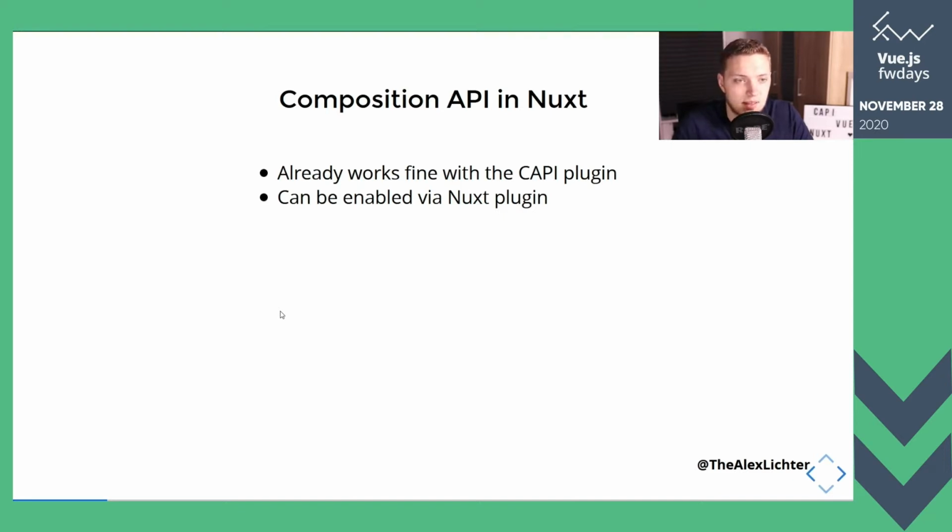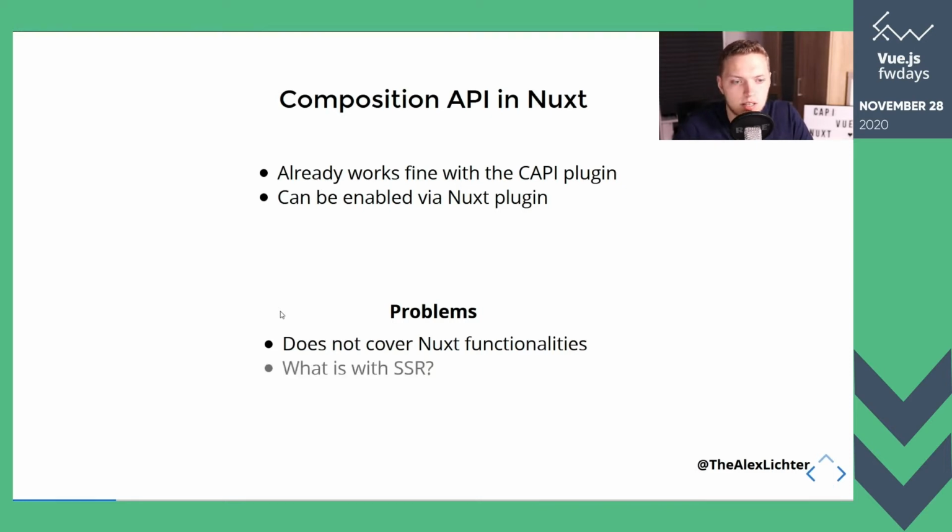All good. But of course, I wouldn't give a talk on the topic if there weren't some issues. The first thing is that it's a Vue composition API plugin that of course does not cover Nuxt-specific functionalities, like accessing the context, or setting meta tags, or also data fetching with fetch and asyncData. This is not covered at all. And the second point is, what about server-side rendering? The Vue composition API plugin gives us onServerPrefetch as a hook, but yeah, nothing more.